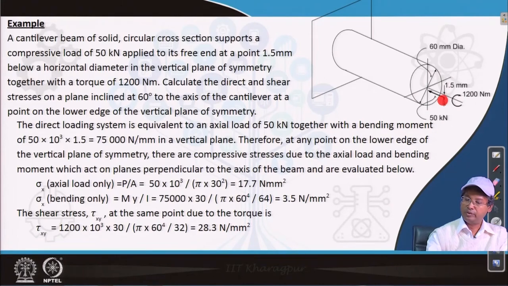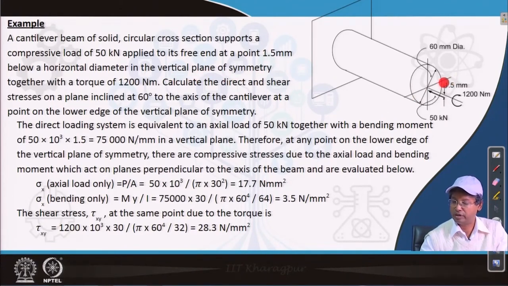of 50 kilo Newton. This is the compressive load, 50 kilo Newton, applied to its free end. This section is the free end, at a point 1.5 mm below a horizontal diameter in the horizontal plane of symmetry. This is the horizontal diameter and the horizontal plane of symmetry, and below that, from that point, it is 1.5 mm below.